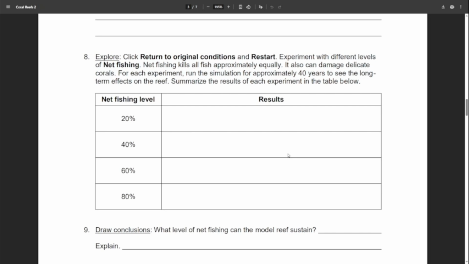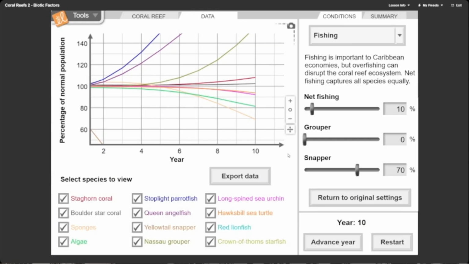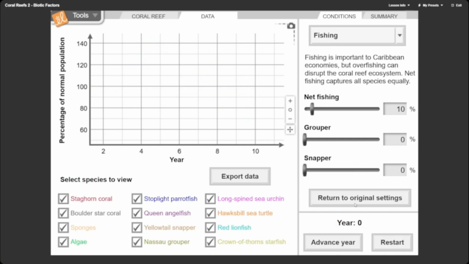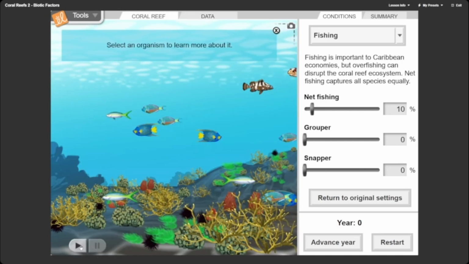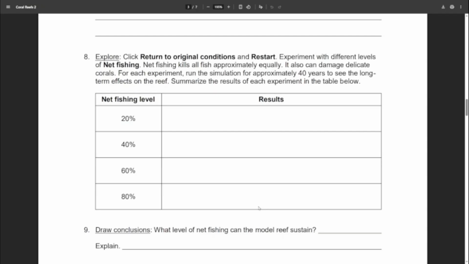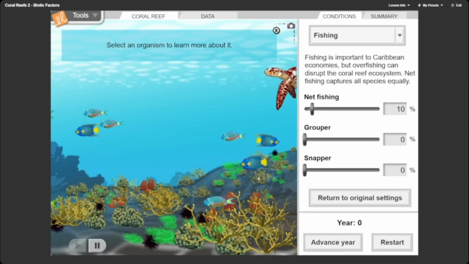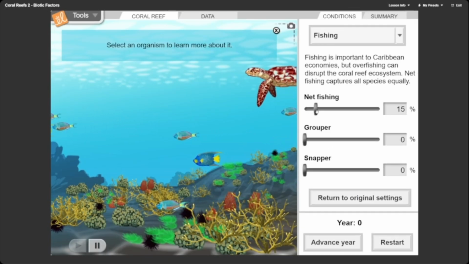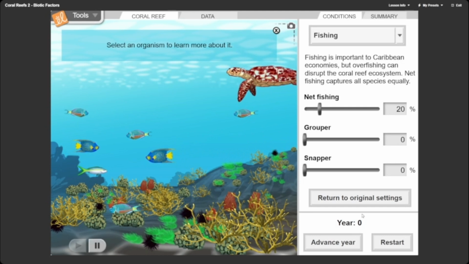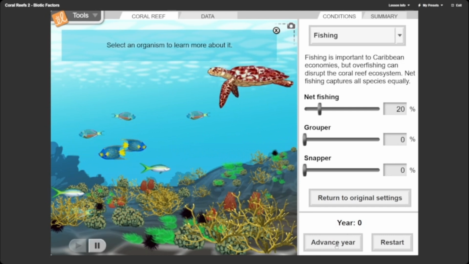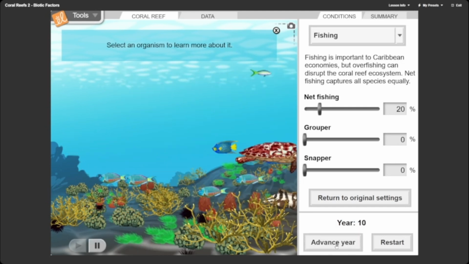So what you'll need to do is go back to your graph, click return to original settings, restart, and so you're starting at 10%. Go back to your coral reef, hit play, and they want you to increase it to 20%. So you'll take your net fishing, increase it to 20, and then you're going to advance it 40 years. So hopefully you guys can click very quickly.